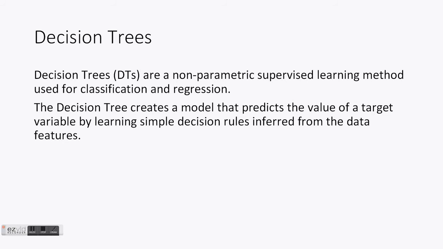Now let us look at the next set of machine learning models. This is the decision tree. Decision tree is again a non-parametric supervised learning model. So it is again another very interesting and pretty powerful technique. Decision tree creates a model that predicts the value of the target while it learns simple decision rules from the data itself. So let us look at an example of how it does this.